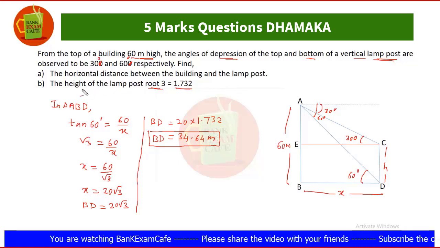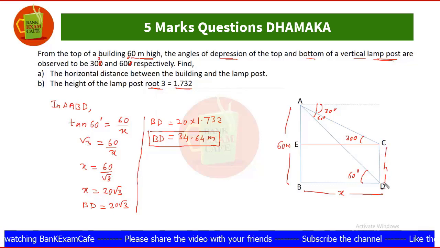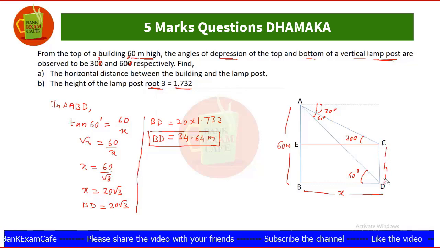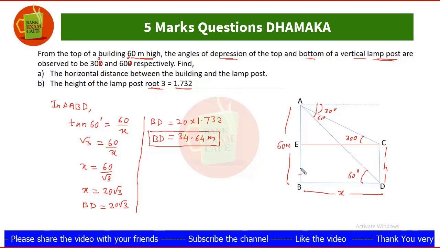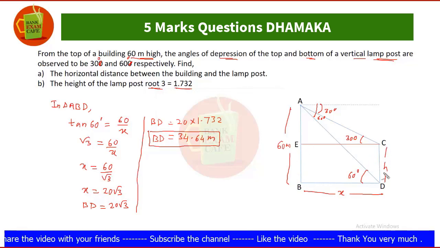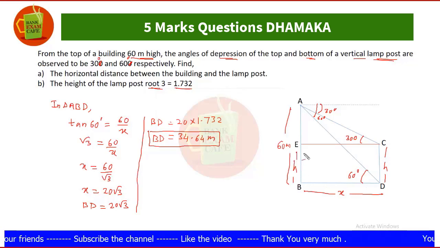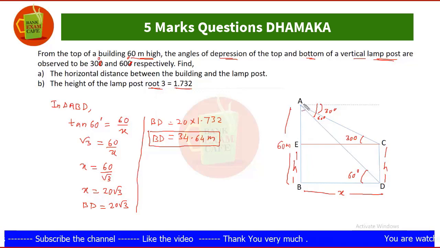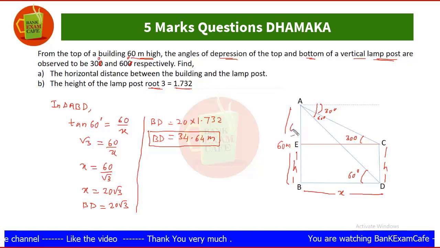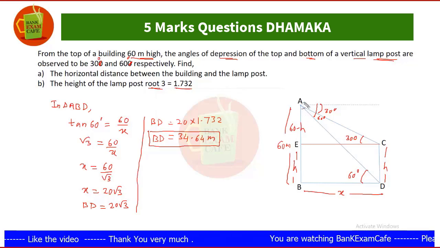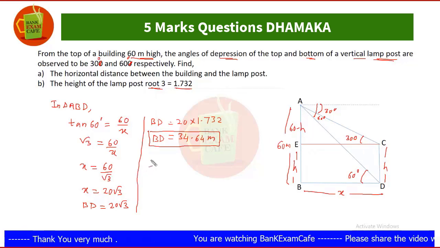Now the second part asks that you have to find the height of this lamp post, correct? So here first we will take CD is equal to BE. If CD is H, this BE will also be H, and this part AE will be this total length minus this H, so 60 minus H will be AE. Now we will take triangle AEC.